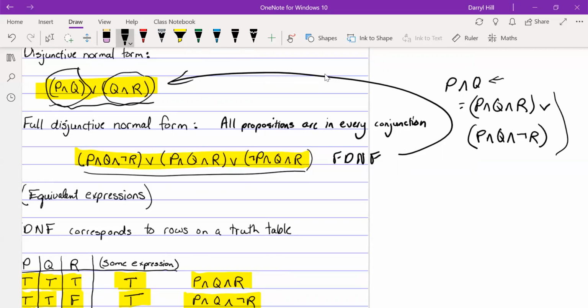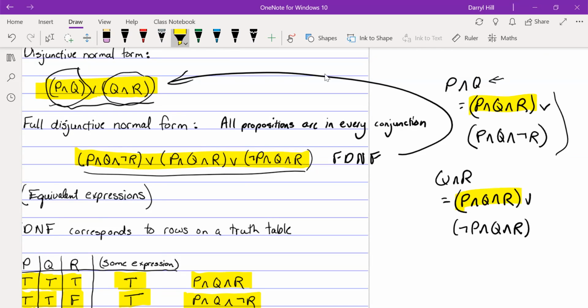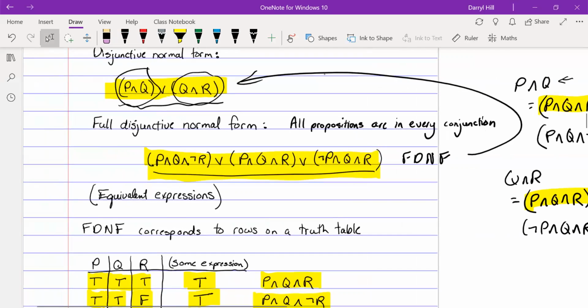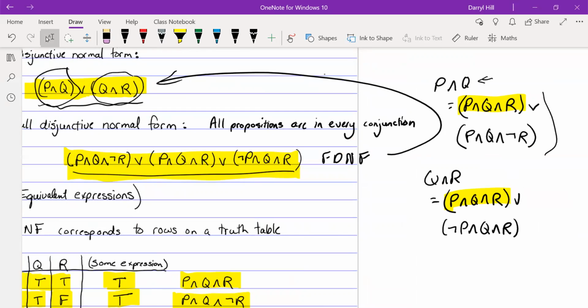Then you do the same thing to this one, and you find that two of the conjunctions were the same, so you eliminate one of them. So Q and R would be P and Q and R, or not P and Q and R. Then we can see that this conjunction is in there twice, so you can just eliminate it, and then you finally get to this form here. Okay, questions about the full disjunctive normal form?